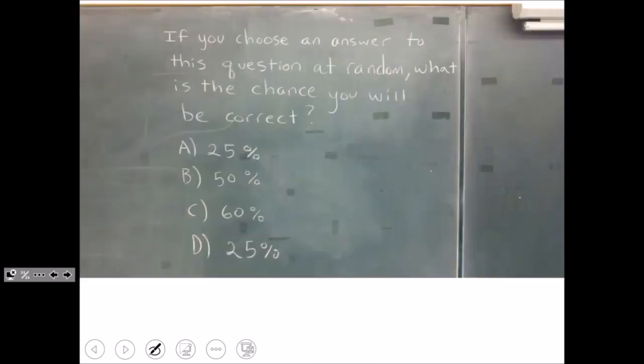I do have this one here to give you a little bit to think about. If you chose one of these numbers at random, you chose an answer at random, what's the chance you'll get this question right? 25%, 50%, 60%, or 25%? You can think about this one. This is not homework. It's not extra credit, but something to think about. Maybe you can Google it and find the answer. But don't forget the homework.